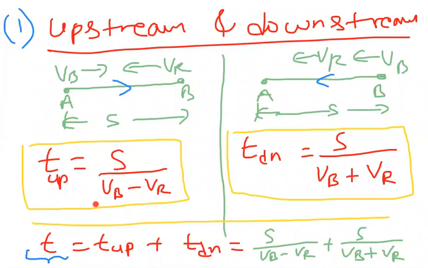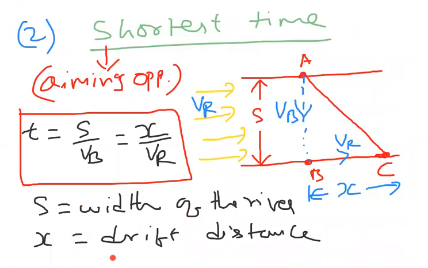Here we got S by VB minus VR, opposite direction. Here we got S by VB plus VR, both are in the same direction. This is the information: the total time of journey from A to B and again from B to A. Next, now the shortest time concept.